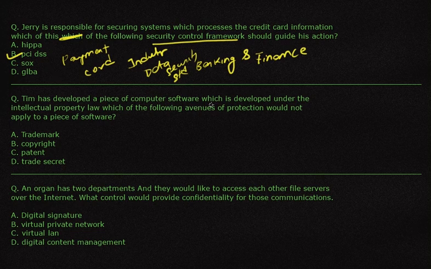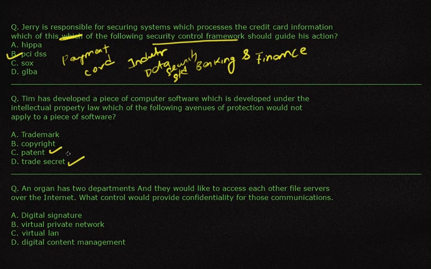A team has developed a piece of computer software which is developed under intellectual property law. So focus on the keyword here, intellectual property law. Which of the following avenues of protection would not apply to a piece of software? Trademark, copyright, patent, or trade secret. Patent of course is applied to software. Trade secret is applied too. Certain algorithms are kept secret, like the Google search algorithm.